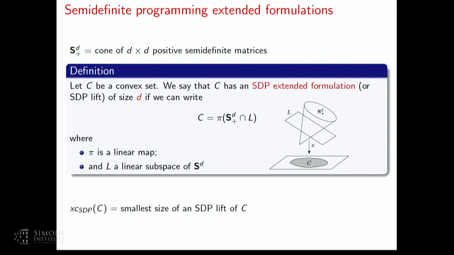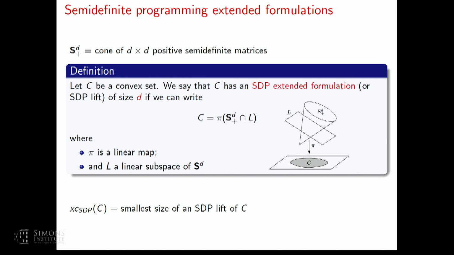A semi-definite program is essentially the problem of optimizing a linear function over a set that has the following geometric picture. It's the intersection of the positive semi-definite cone, the cone of d by d symmetric positive semi-definite matrices, with an affine subspace that I call L here. And I'm going to say that a convex set C has a semi-definite programming extended formulation, or a semi-definite programming lift, if it can be written as the projection, where pi here is a linear map, of such a set, the intersection of an affine subspace with the cone of positive semi-definite matrices.